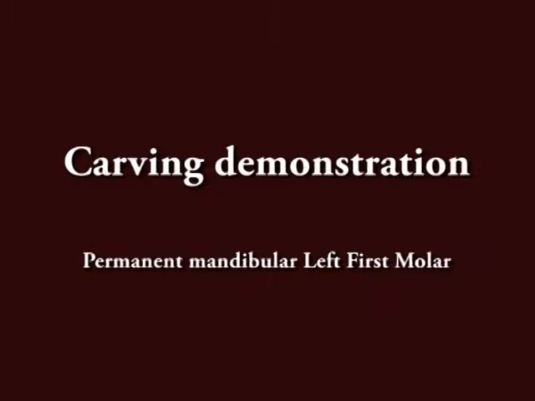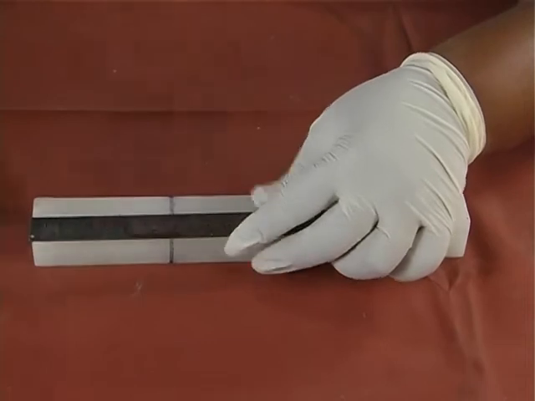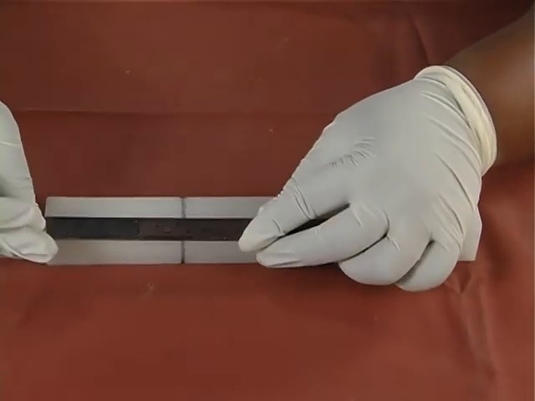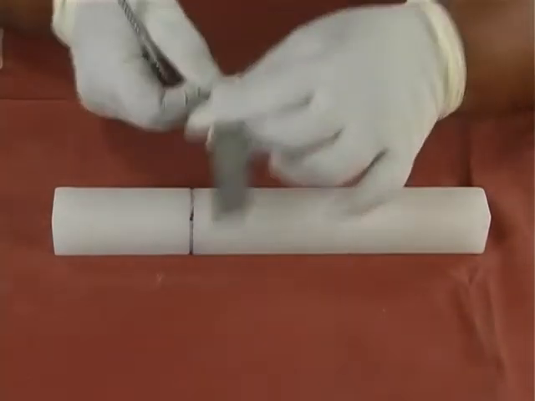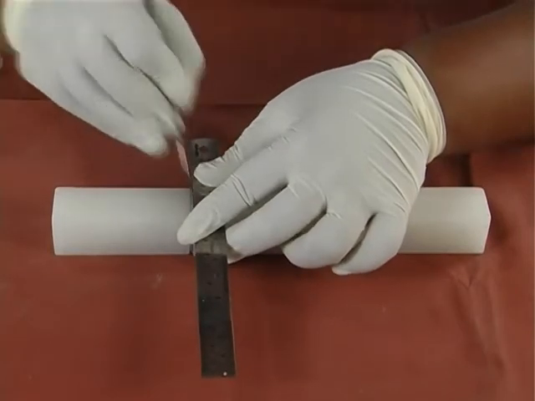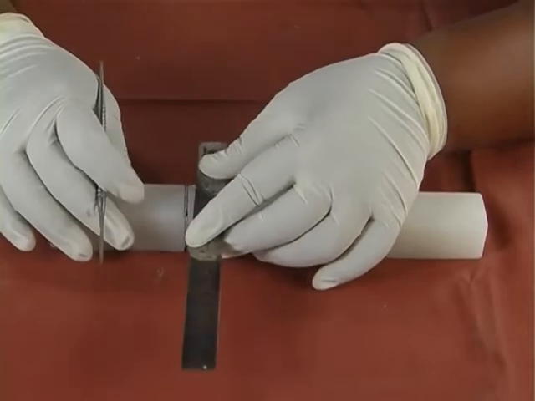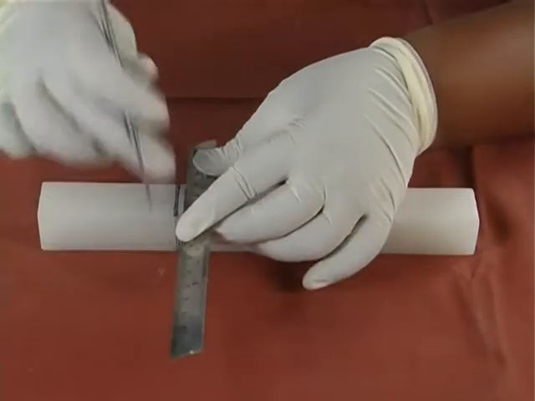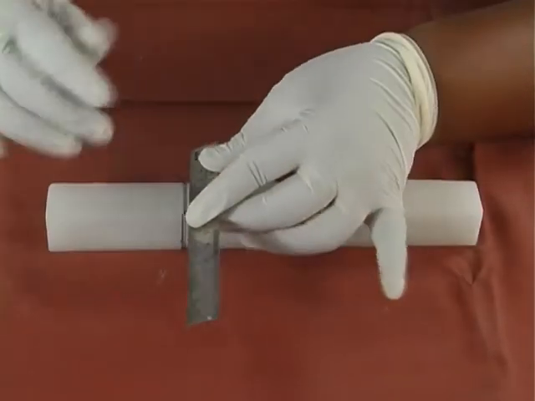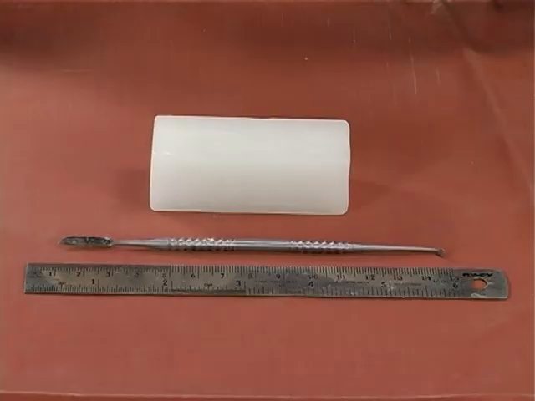Carving demonstration. Permanent mandibular left first molar. For carving the tooth three times the natural size, a 9-inch wax block is used. Measure 9 cm from the end of the block using a metal scale and mark on the wax block with a carver. Then draw lines parallel to the edge of the block on all the 4 surfaces exactly at the same measurement. This 9 cm wax block is used for carving this tooth.